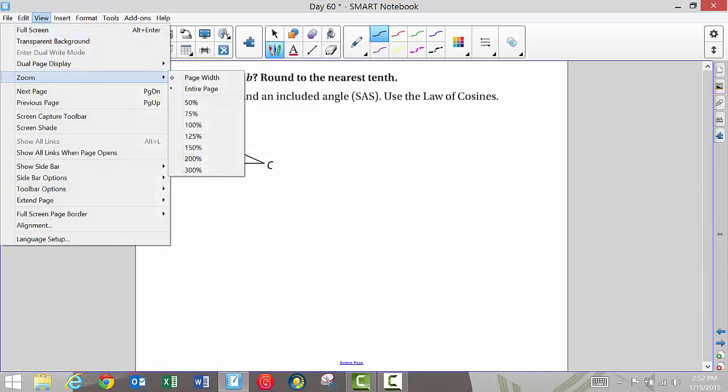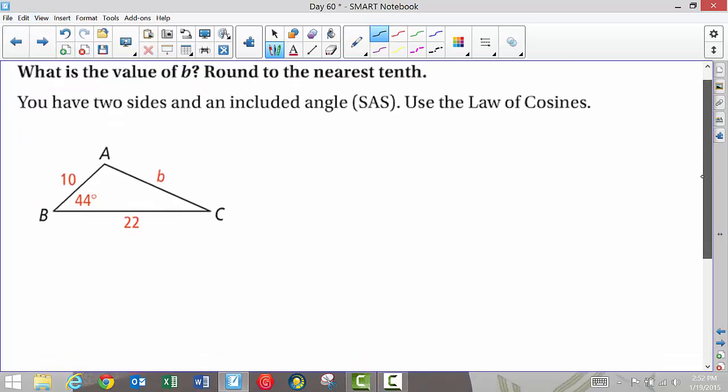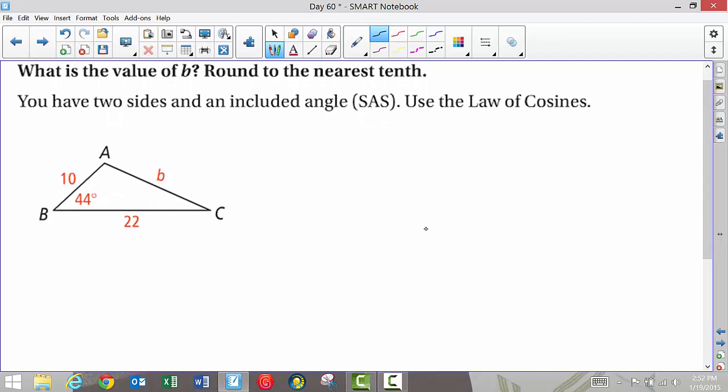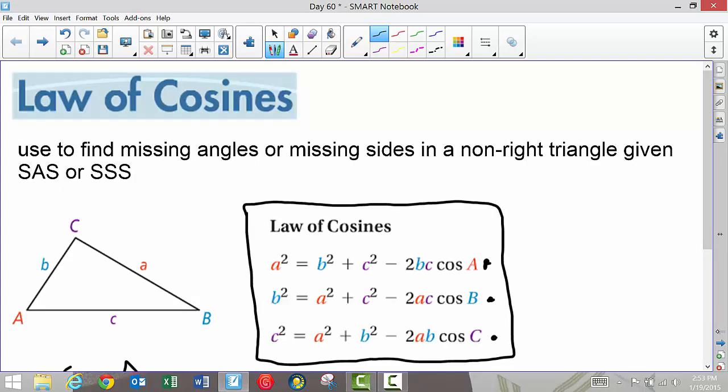So here is our first example. I want to know what the value of b is, rounded to the nearest tenth. So we have two sides and an included angle, so that's side angle side. That means I'm doing the law of cosines. So here is side A and side C. Since I'm solving for side B, I use the b squared formula, which is b squared equals, now let's go back, it is basically the Pythagorean theorem, a squared plus c squared.